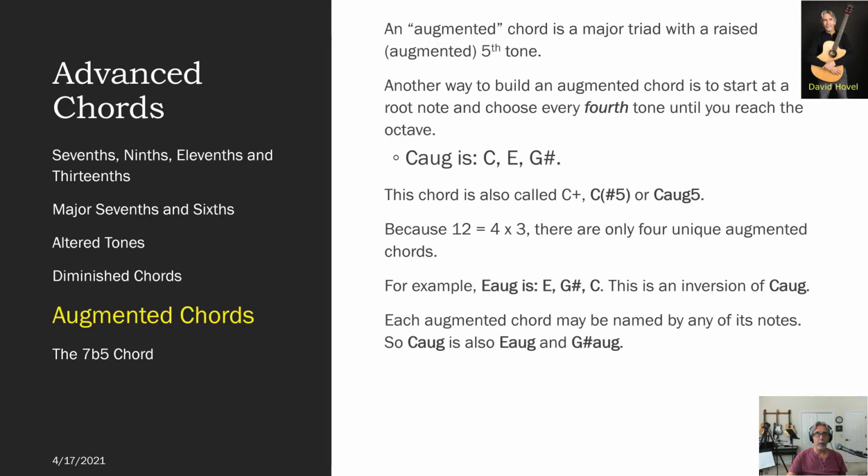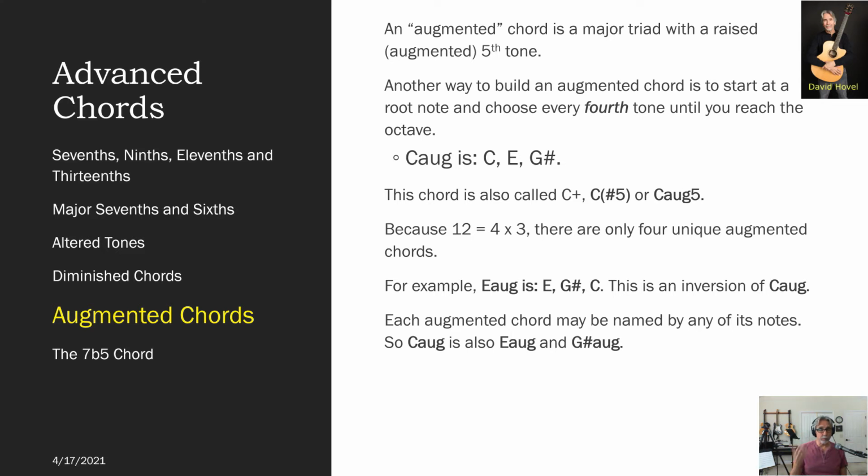Now, an augmented chord is called augmented for the reason that you've augmented the 5th tone. That means you've got 1, 3, sharp 5. And another way to build them, very much like diminished, is you start at a root note and you choose every 4th tone until you reach the octave. This means there's only 4 unique augmented chords.